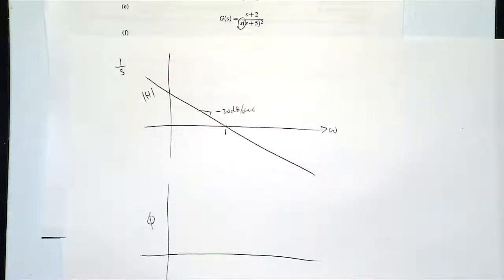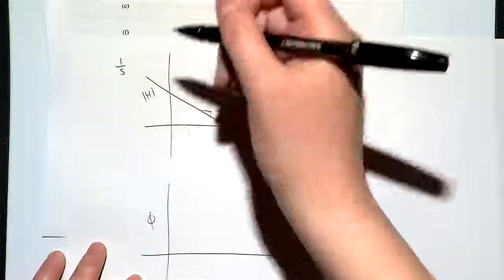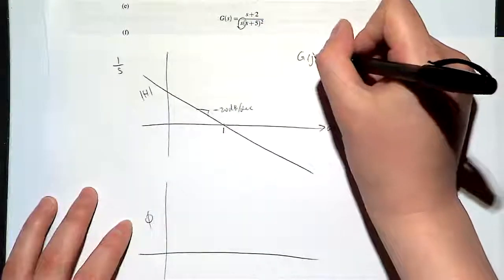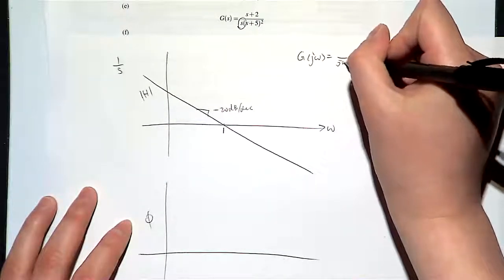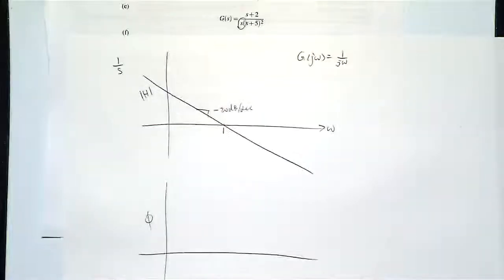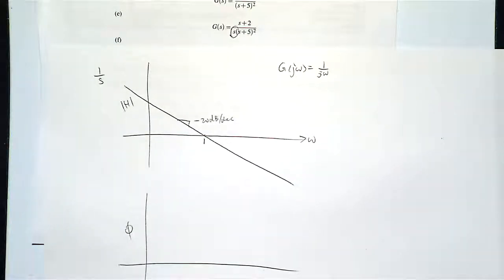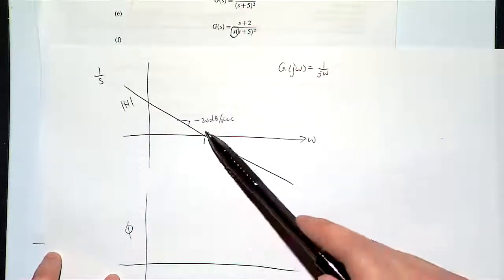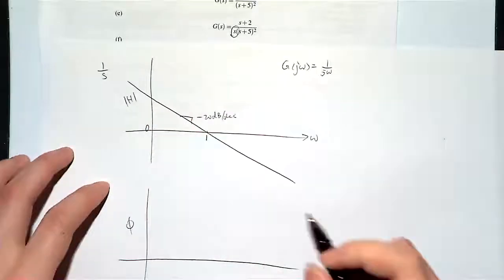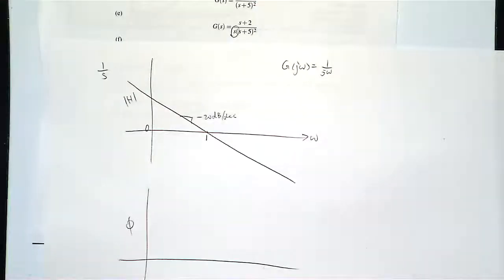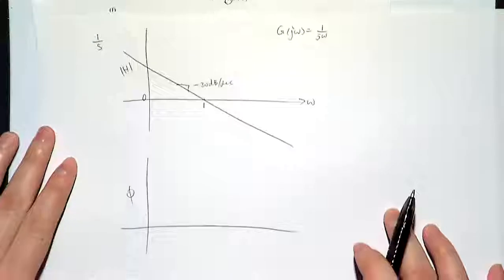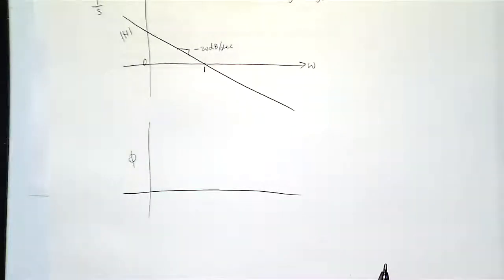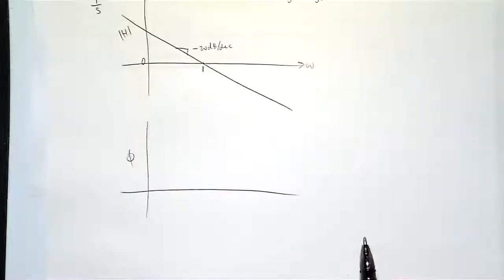Can everyone see this? So you can write it in the form of 1 over j omega, so j omega on the bottom, right? And then you can see that at omega equals 1, you have that crossing, well, sorry, this should be 0 dB, right? And how about the phase? So what is the phase plot of 1 on S?